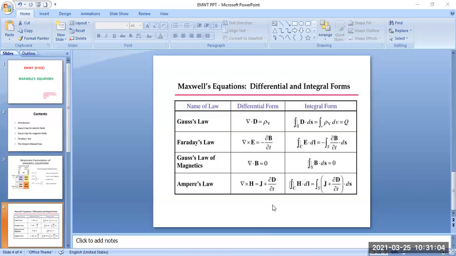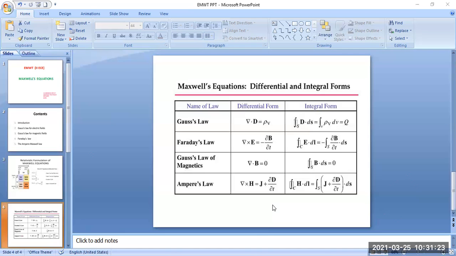Maxwell's equations for time varying fields. Maxwell's equations for time varying fields means Gauss law, that is del dot D bar is equal to rho v, del cross E bar is equal to minus dou B bar by dou t, del dot B bar is equal to 0, del cross H bar is equal to J bar plus dou D bar by dou t.